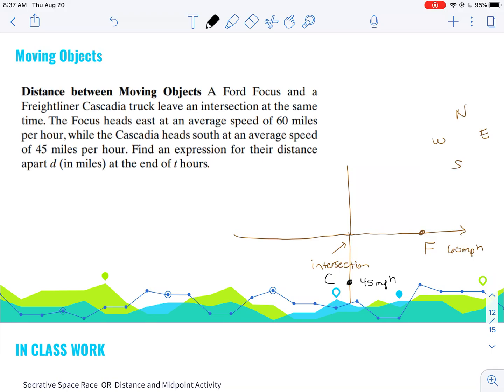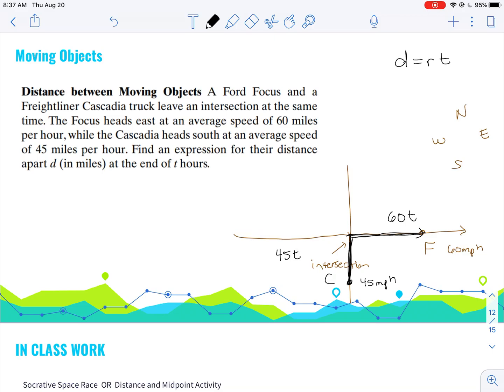Find an expression for their distance apart, D, in miles at the end of T hours. Well, to figure out how far the Ford Focus has traveled, we need to use the distance formula. Distance is equal to rate times time. I call it the DIRT formula. So I know that his rate is 60 miles per hour, but I don't know how long he's traveled for, so we'll just call that T. For the Cascadia, again, he's traveling 45 miles per hour, but I don't know how long he's traveled for, so we're going to call that time as well, because they've traveled for the same amount of time.